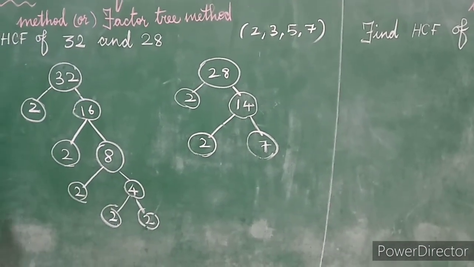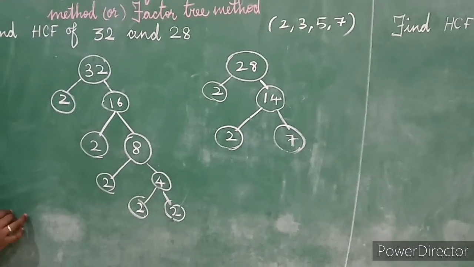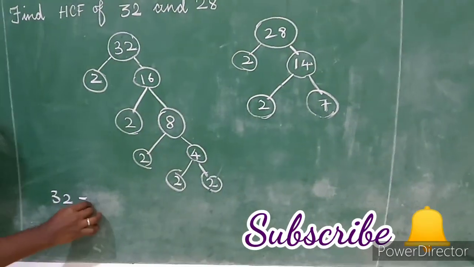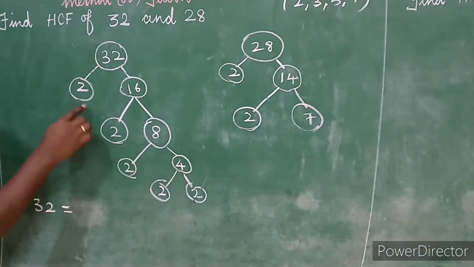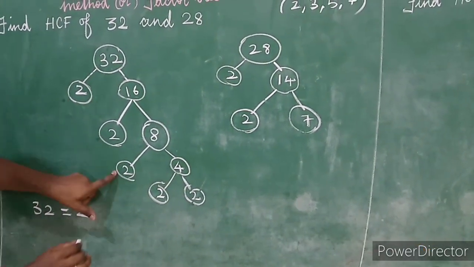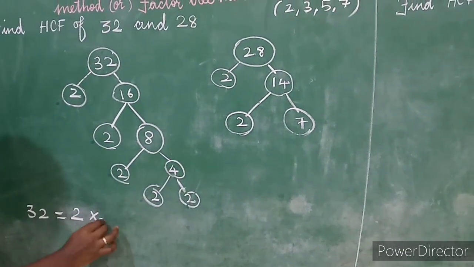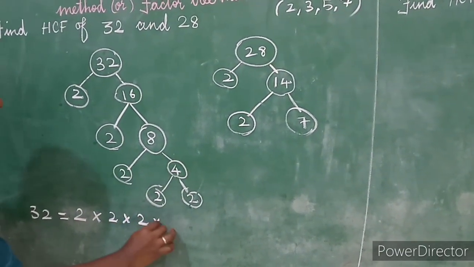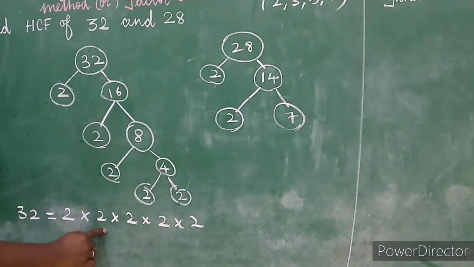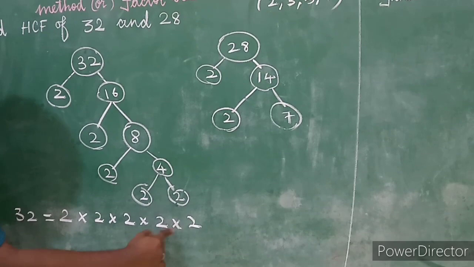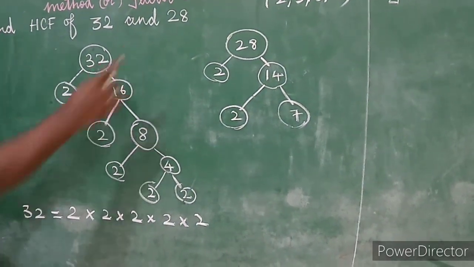Now using them I am going to find the HCF. So now 32, I can write 32 as the product of all these prime numbers. How many 2's are there? 1 2 3 4 5. 5 2's. So 5 2's make 32. 2 2's are 4. 4 2's are 8. 8 2's are 16. 16 2's are 32. We get the number. Again 28.